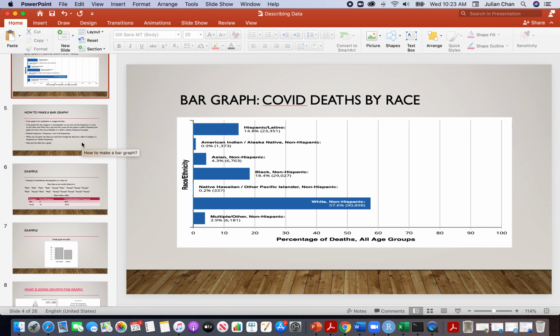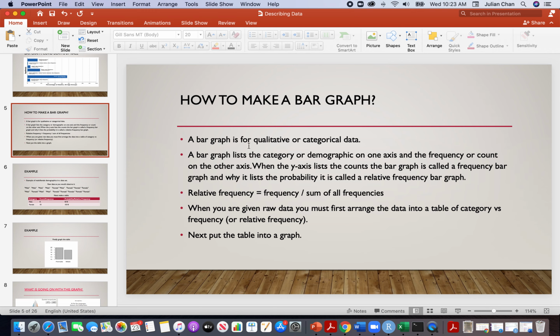Now, I want to go back to our main discussion, which is visualizing bar graphs. I'm going to briefly discuss how to make one. Then we're going to go through an example of how to do that. A bar graph is for qualitative or categorical data, and it lists the category or demographic on one axis and the frequency on the other.